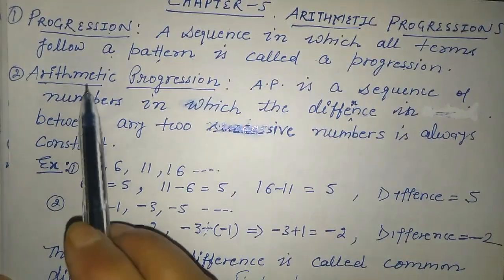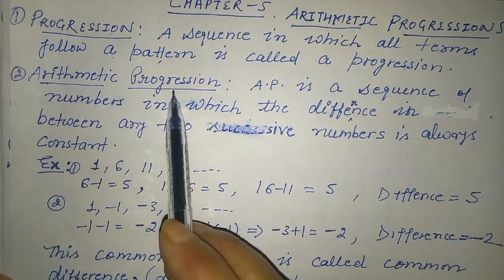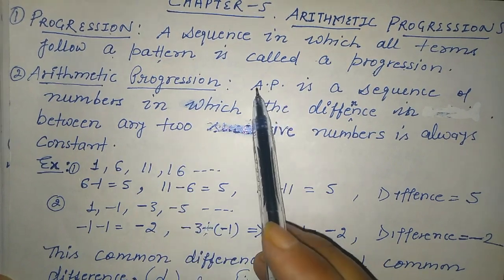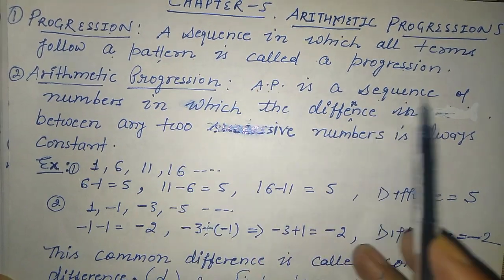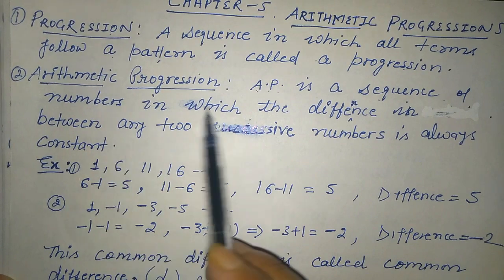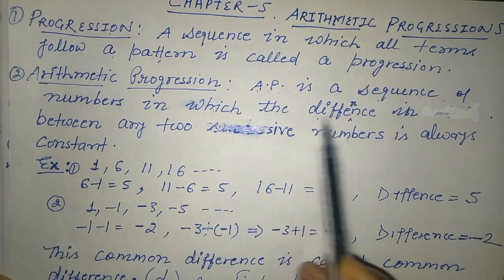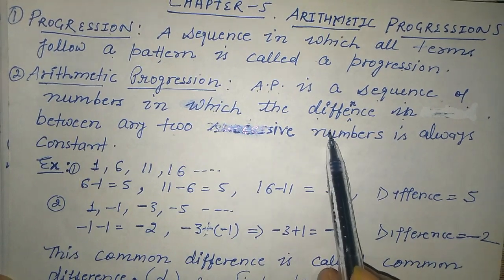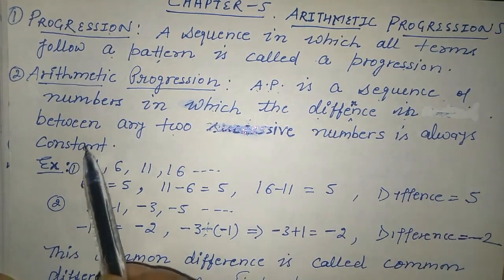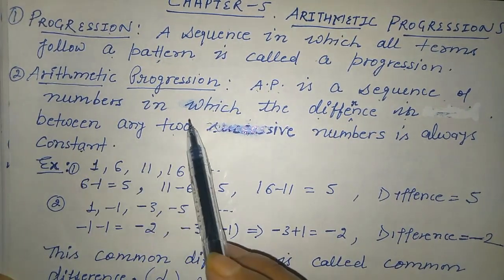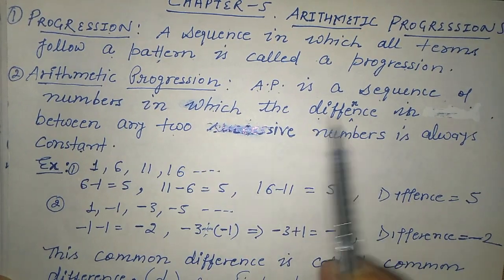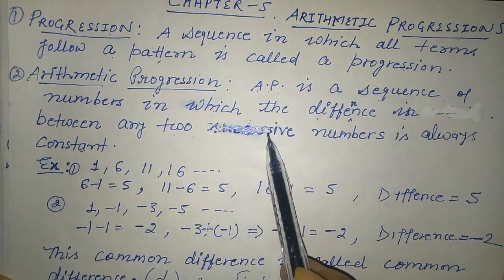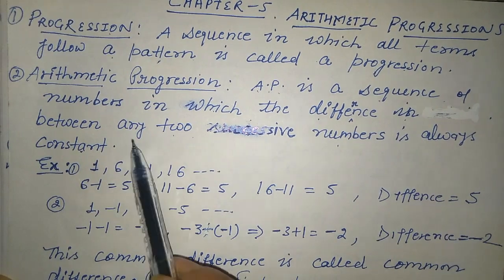Now here we have a certain thing, that is arithmetic progression. What is an AP? Arithmetic progression is a sequence of numbers in which the difference between any two successive numbers is always constant. This is an important thing. The difference between any two successive numbers is always a constant.